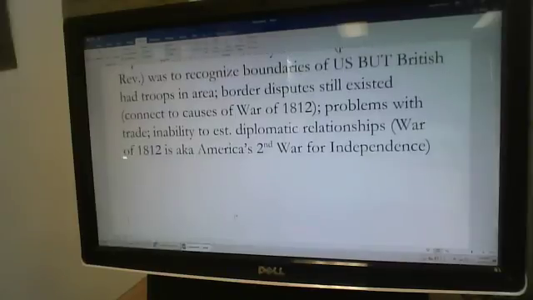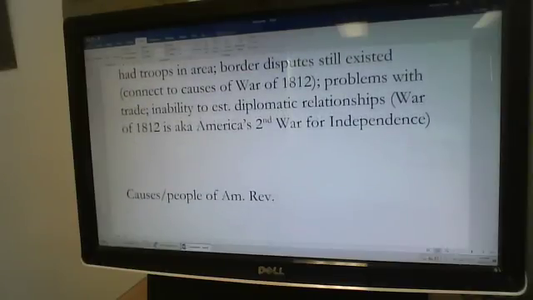So let's do causes. That's the first assignment. Causes and people of the American Revolution. All right. So how do you go about studying this? Mnemonic devices are helpful if you can remember that, because is it helpful to know dates? Yes, it is.